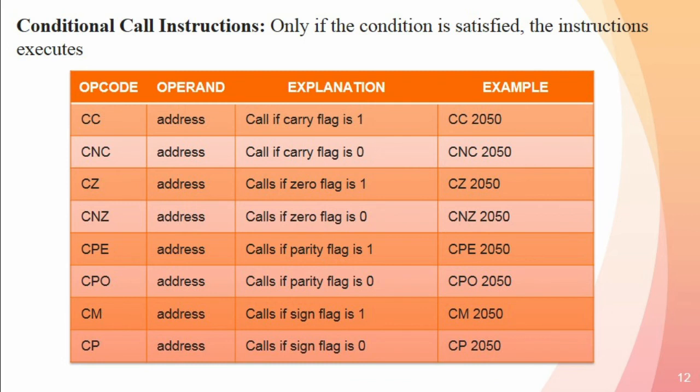Conditional call instruction. The conditional call instructions are based on 4 data conditions, that is flags: carry, zero, sign and parity flags. The conditions are tested by checking the respective flag. In case of a conditional call instruction, the program is transferred to the subroutine if the condition is met. Otherwise, the main program is continued.